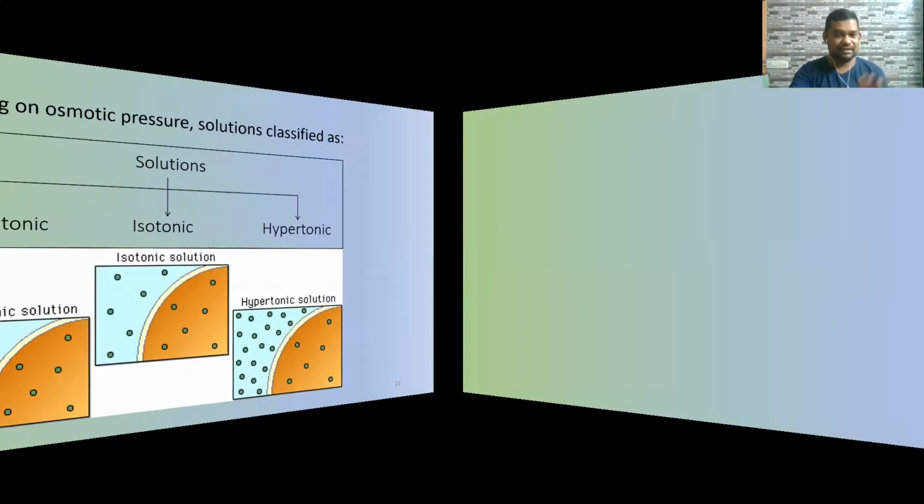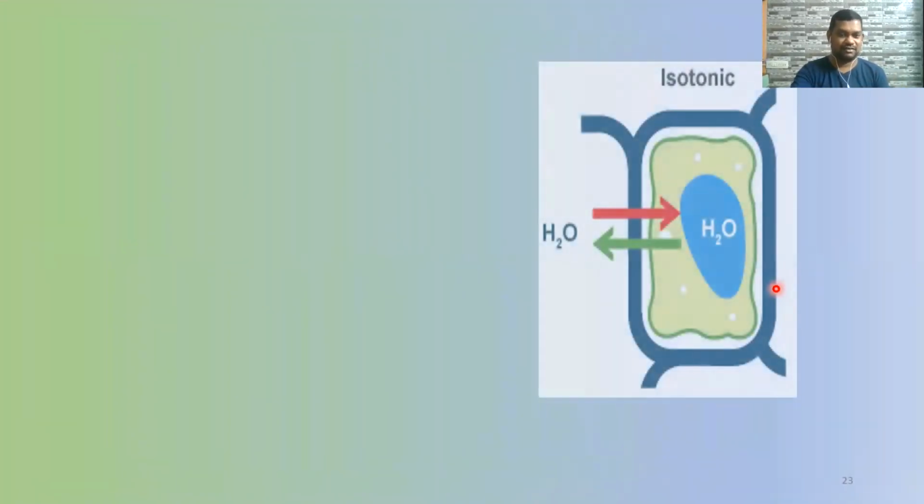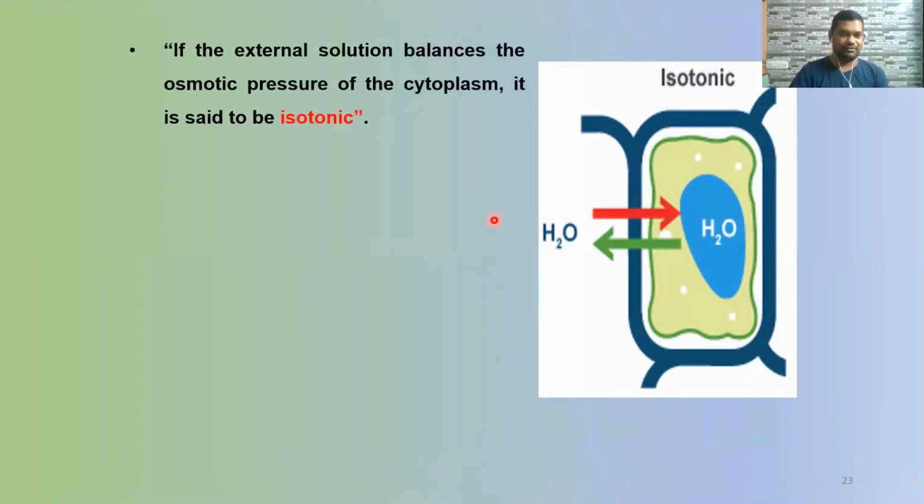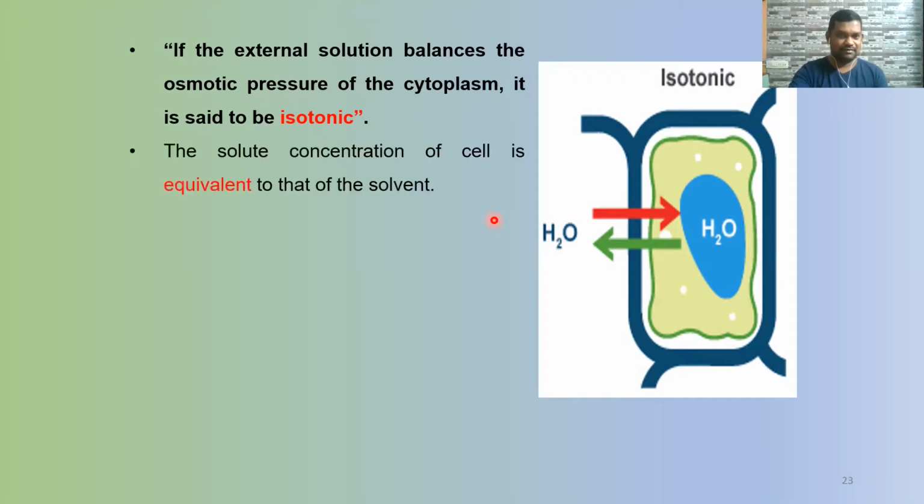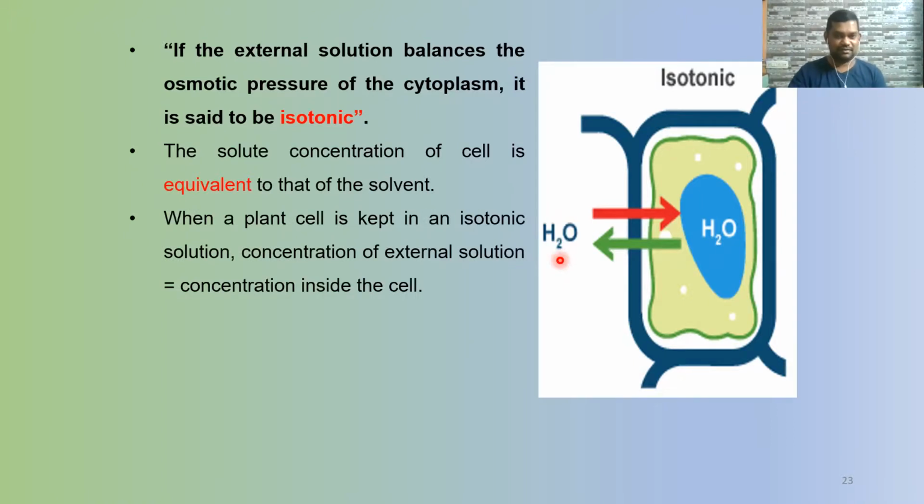तो प्लांट सेल को किसी भी सॉल्यूशन में जब रखते हैं तो ऑस्मोसिस का डायरेक्शन क्या होता है? So if the plant cell is kept in an isotonic solution, that means the concentration of the substances is same outside and inside the cell. So what will happen? There will be solvent movement. Water molecules will move inside as well as outside. Osmosis is taking place in both the directions, but they are equal.